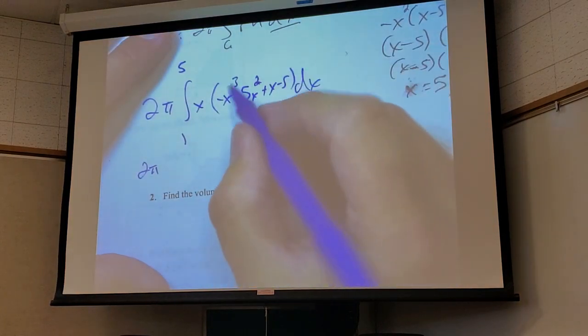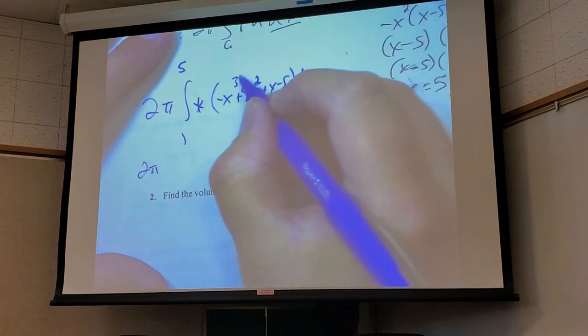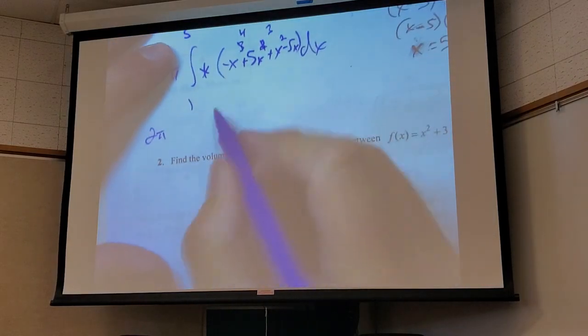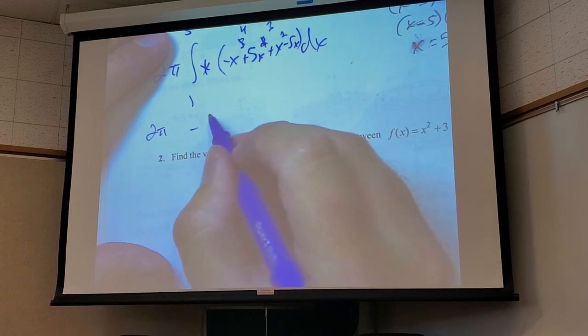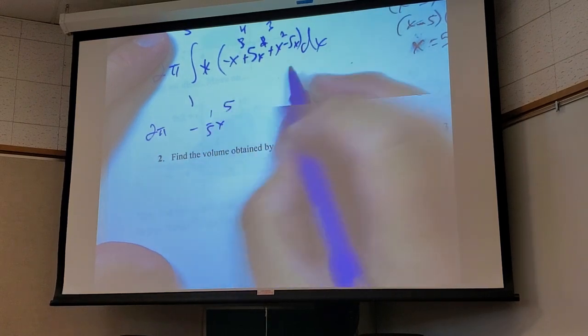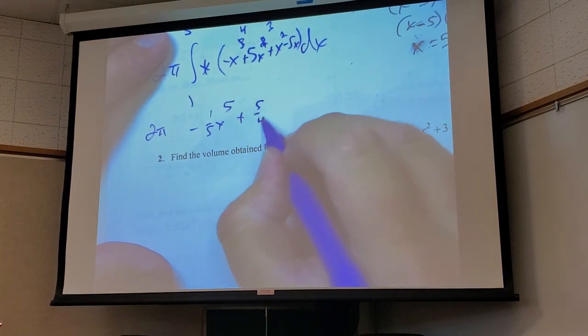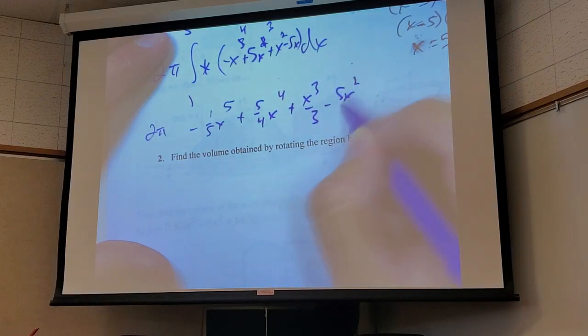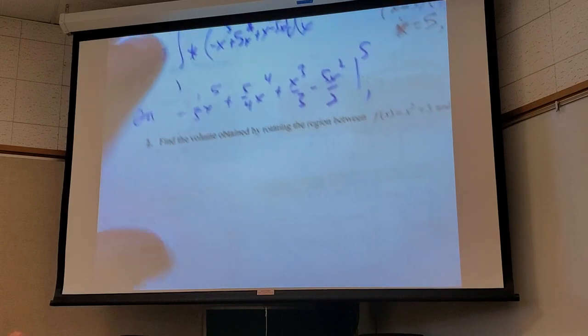So if I brought that in, all the powers would go up by 1. Let me just do that. And then when I integrate, I get negative 1/5 x to the 5th plus 5/4 x to the 4th plus x cubed over 3 minus 5x squared over 2. And then I just have to plug a 5 in and a 1 in.